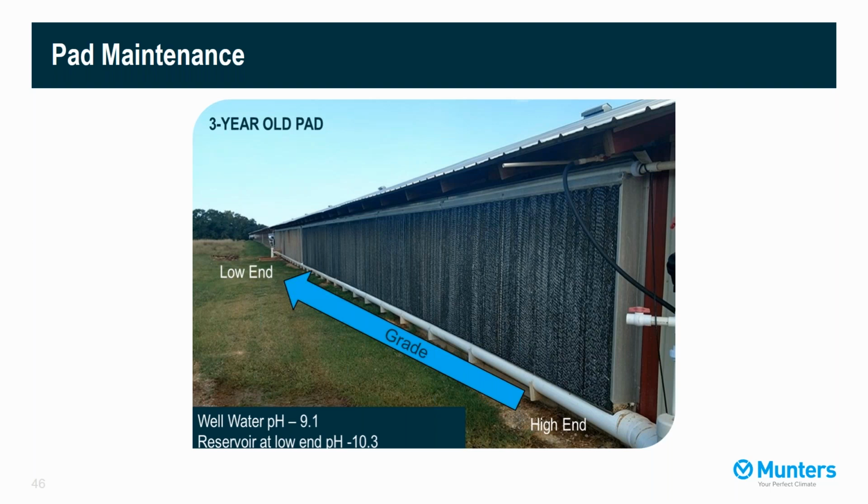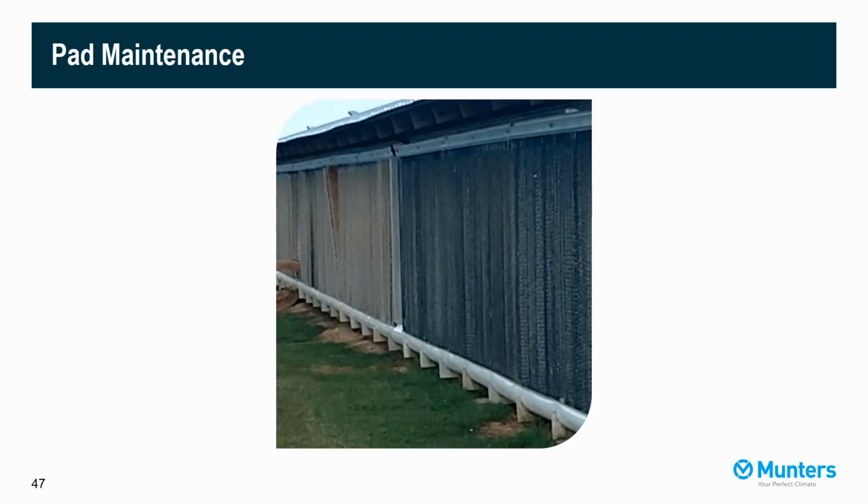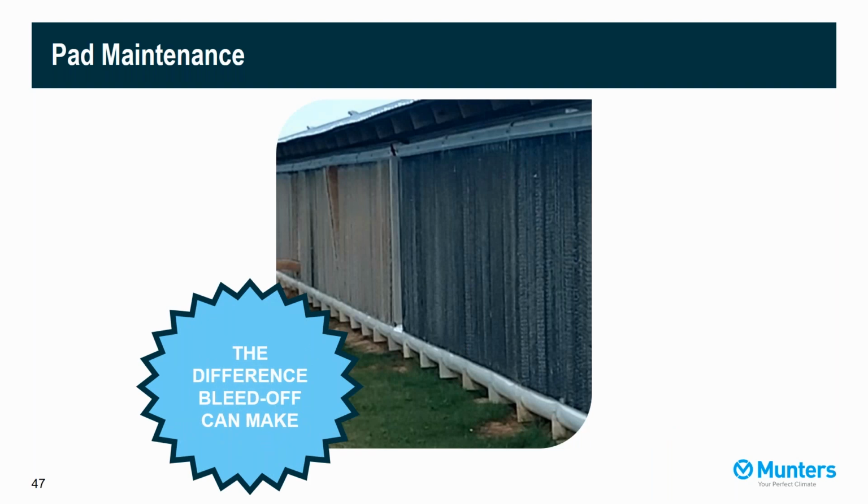Without running the proper bleed off, this system has 2 pumps, one at each end, and one had better bleed off and the other end didn't have any. So the low end had a high pH in the system of 10.3. And that's the difference between good bleed off and no bleed off. These pads are about falling out of that system there.